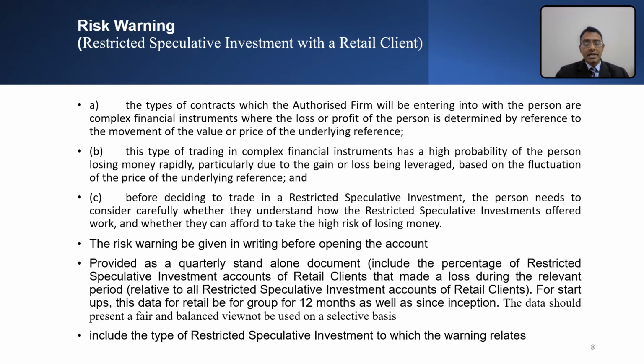A quarterly standalone statement is also to be shared with the investor, which includes the percentage of such accounts that have made a loss during the given period. Generally, if it is a new business, it covers the last 12 months, and if it is part of a group company, the performance of the group company in the last 12 months, as well as the losses made by the retail investors as a percentage of the total, either over 12 months or since inception.